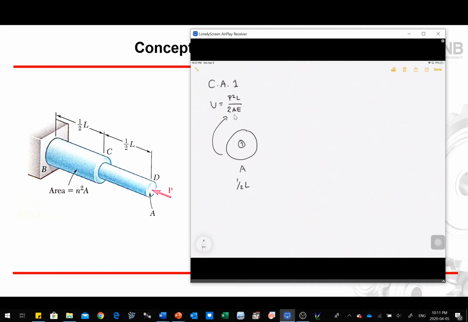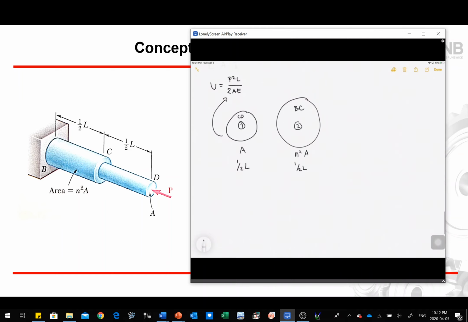We move to the second section. For the second section, we have a bigger cross-sectional area, defined by n squared A, and it again has the same length, so that's 1/2 L. Just to be clear, this is BC, from B to C, and this is C to D. So we have two different sections.